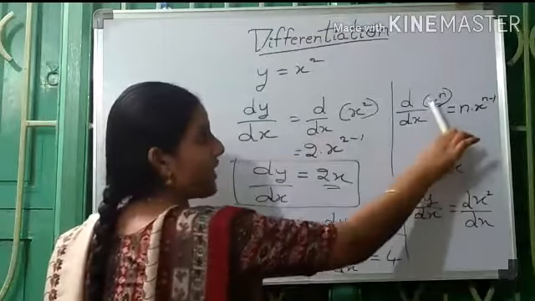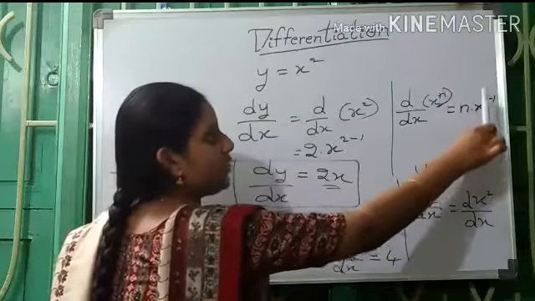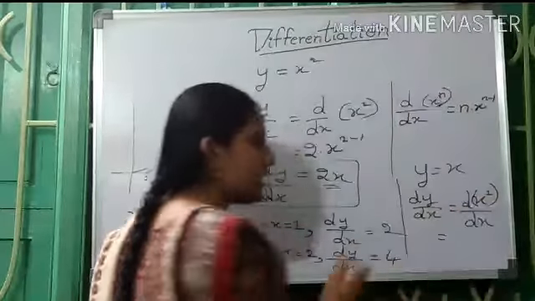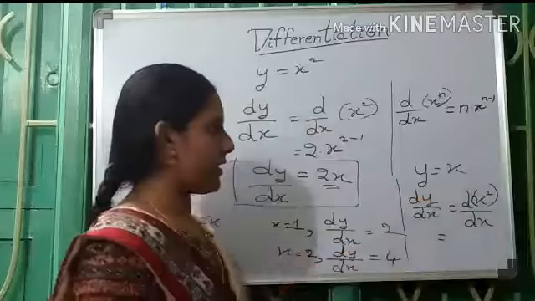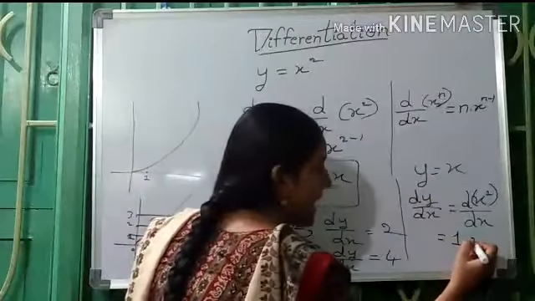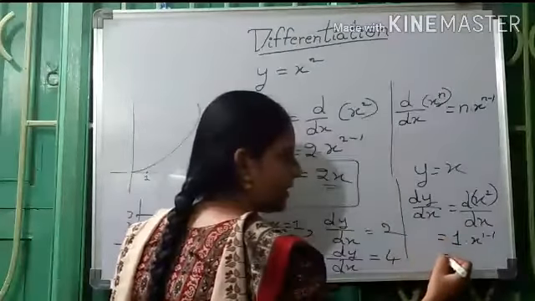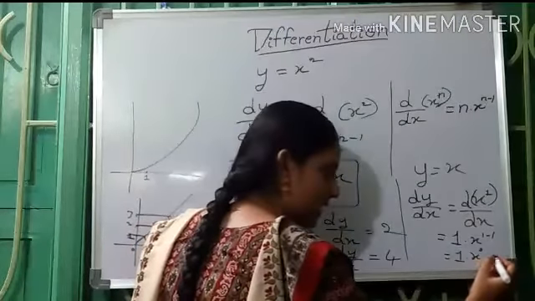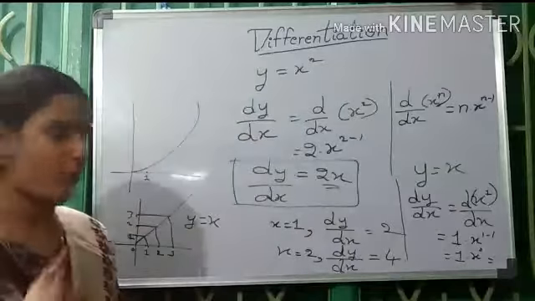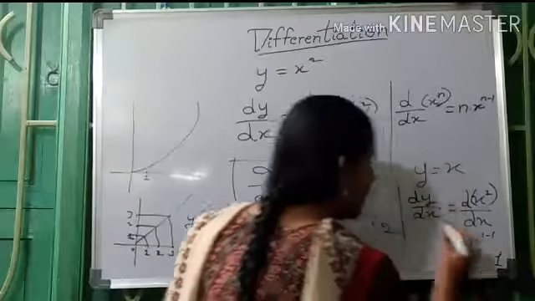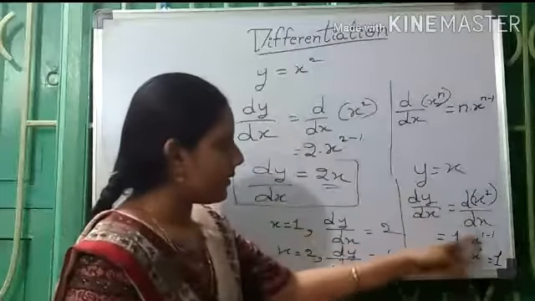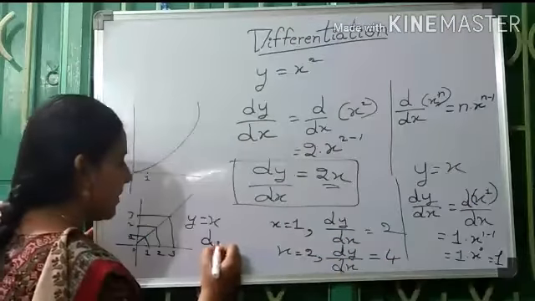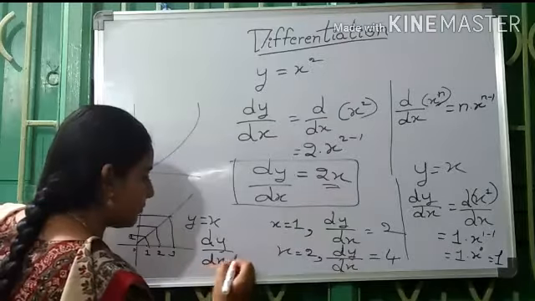So, d by dx of x power n is equal to n into x power n minus 1. Therefore, d by dx of x power 1 is 1 into x power 1 minus 1. That is 1 into x power 0. That is x power 0. Anything power 0 is 1. So, dy by dx of x is equal to 1. dy by dx is equal to 1.